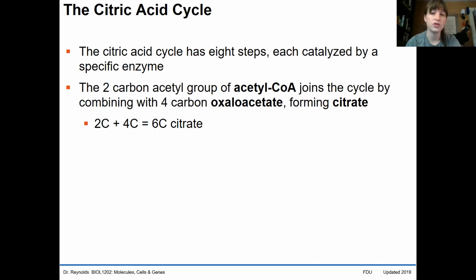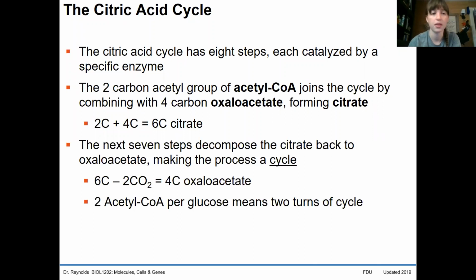Since acetyl-CoA has 2 carbons and oxaloacetate has 4, the final product which we make is citrate, a 6-carbon molecule. And the name citric acid cycle comes from the fact we begin this process by creating citrate. The next 7 steps decompose citrate back to oxaloacetate. And this is what actually creates this process as a cycle, because we take a citrate, go back to oxaloacetate, and then can combine with a new acetyl-CoA, which creates a new citrate, and repeat the cycle over and over again.